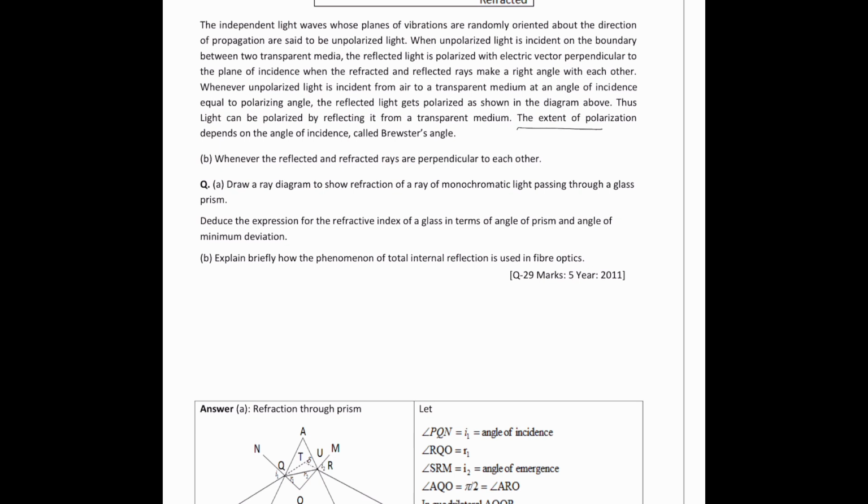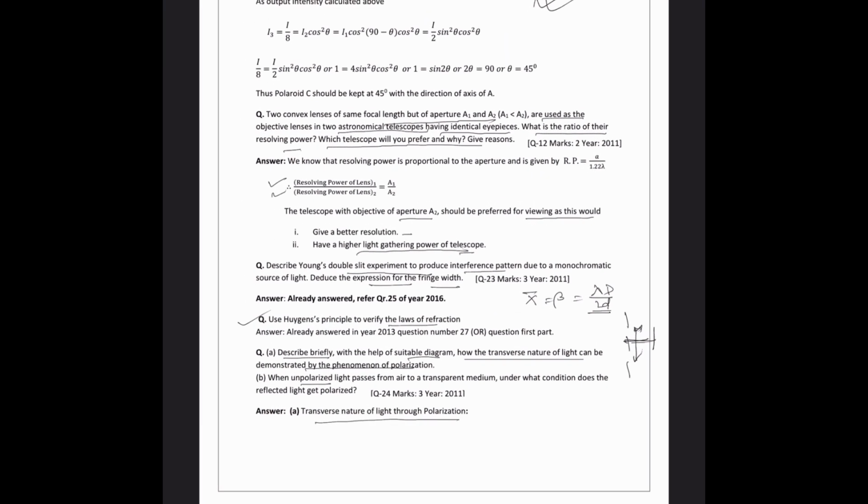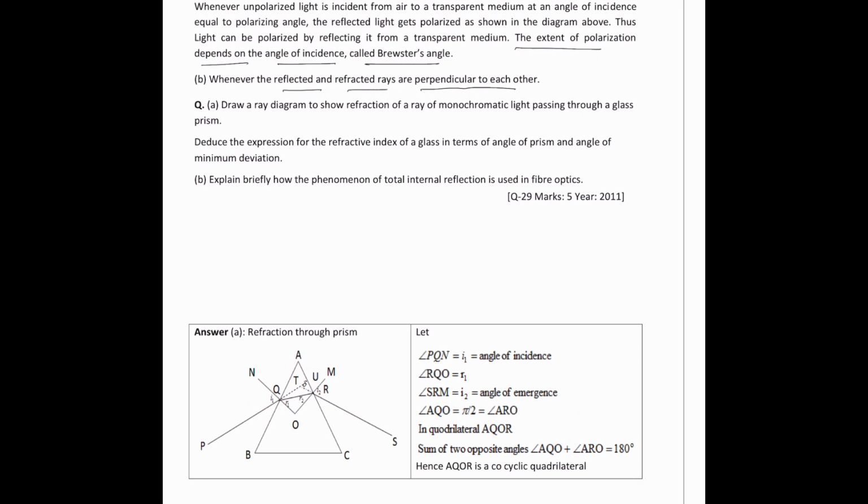The extent of polarization depends on the angle of incidence, called Brewster's angle. Whenever the reflected and refracted rays are perpendicular to each other, this happens. When unpolarized light passes through, at Brewster's angle these two should be at 90 degrees, correct.